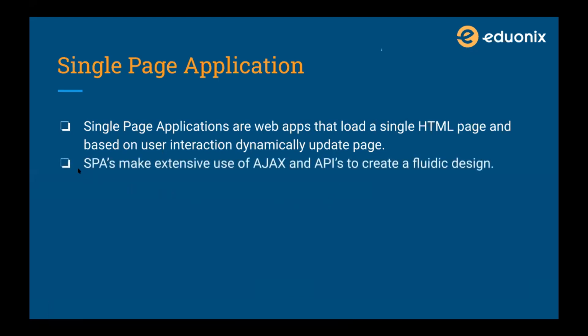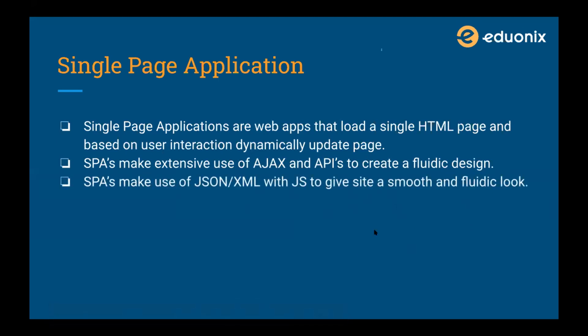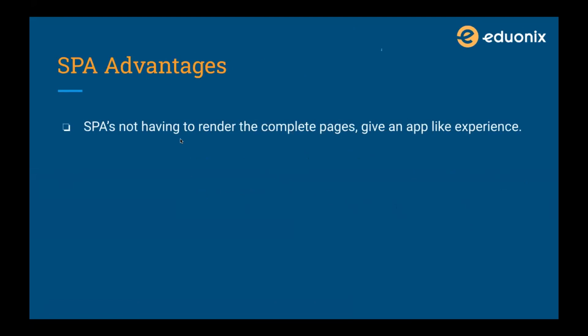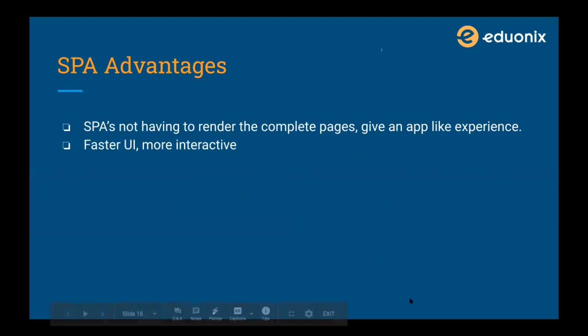Now, what are SPAs based on? SPAs use a lot of Ajax and APIs to create a fluidic design. Fluidic means the power it gives to change or adapt the UI on its own. SPAs use JSON or XML to transfer the data from the server back and forth. So that is about SPA. What are the advantages? You don't need to load the complete page. These are a faster UI and hence are more interactive. Ajax is asynchronous JavaScript and XML.